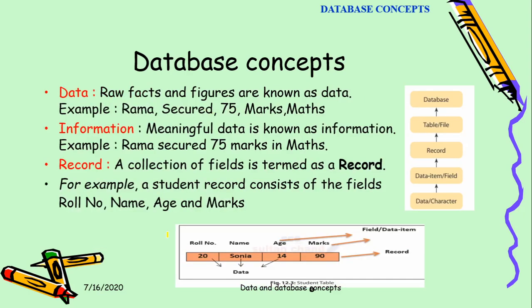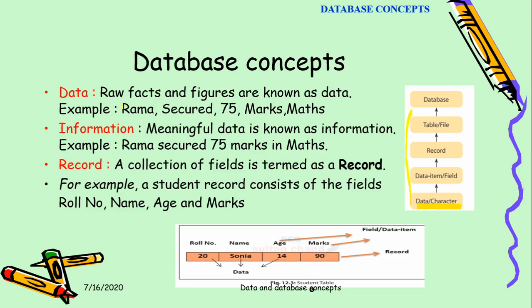So let us understand what is data. If you can see, data is the smallest, the beginning level of the database. Then after that we have data items or fields, then we have a record, tables, files and a database. Now these all things, data, data item, record, tables, collectively make a database.